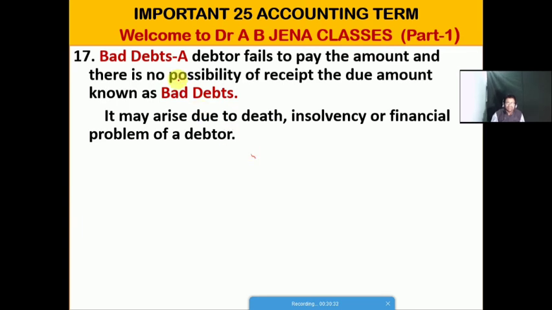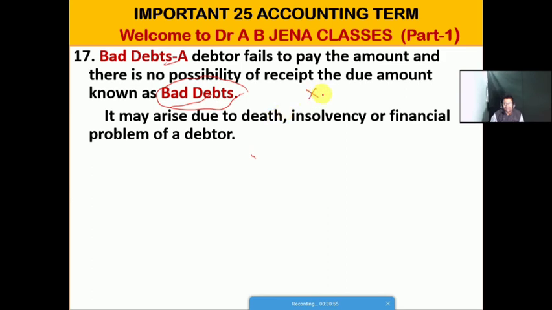Next is bad debts. What is the meaning of bad debts? When a debtor fails to pay the amount and there is no possibility of receipt, the due amount is known as a bad debt. It may arise due to the death, insolvency or financial problem of a debtor.